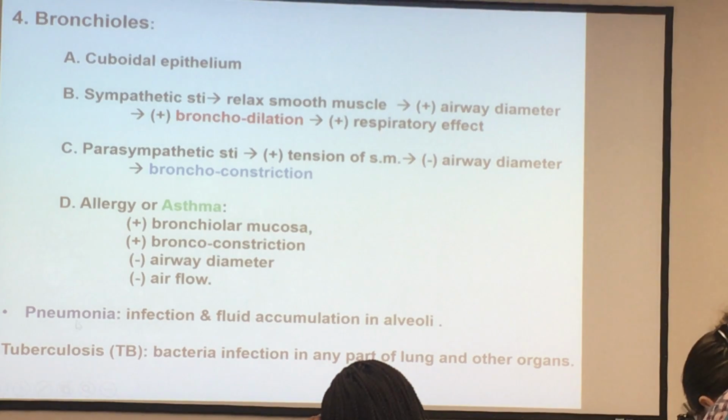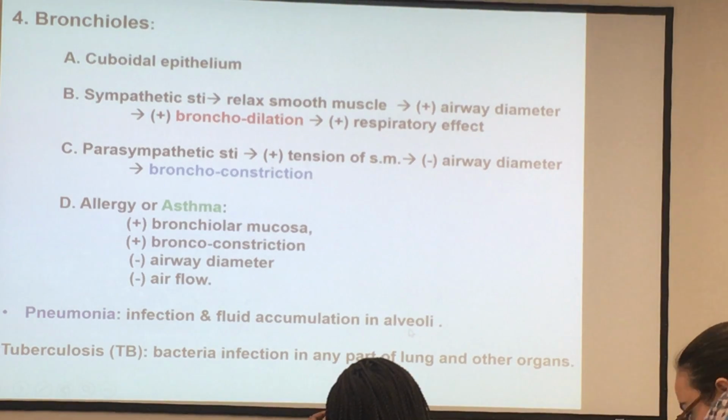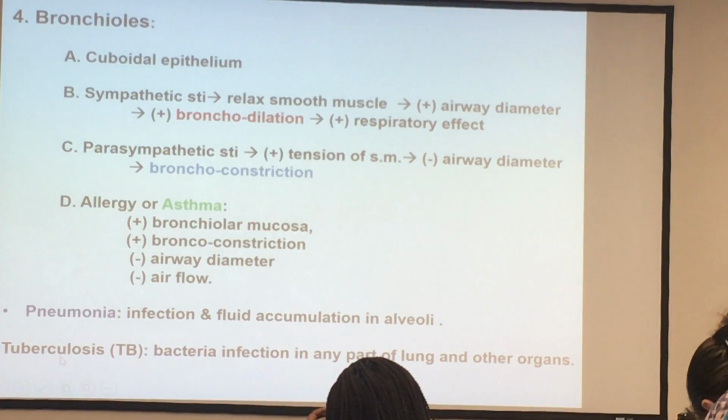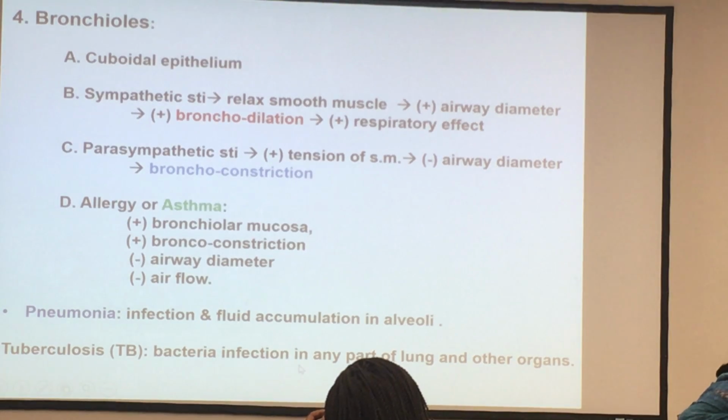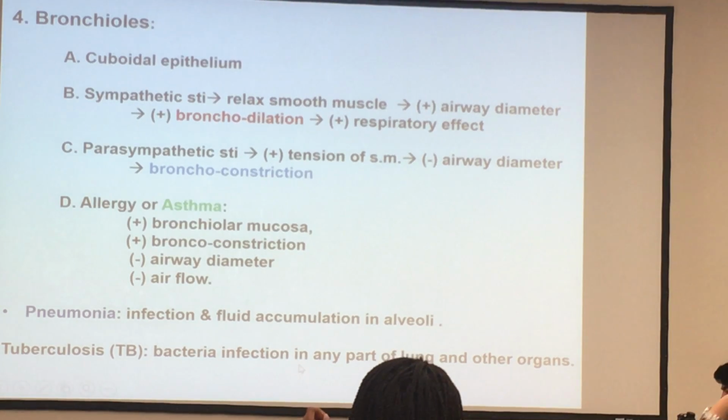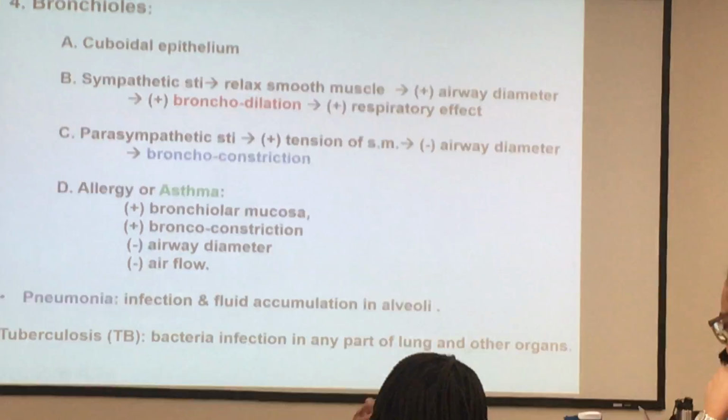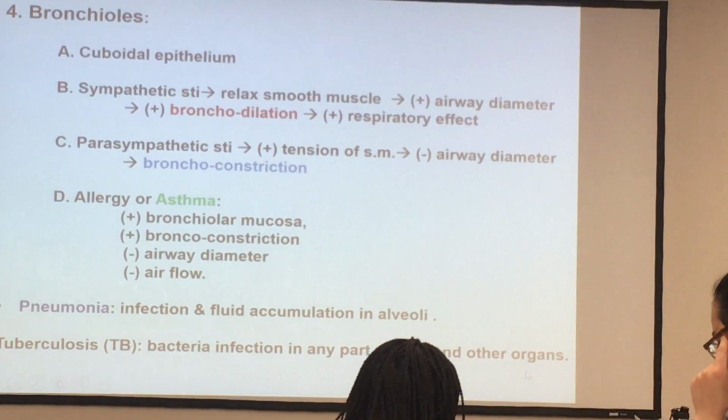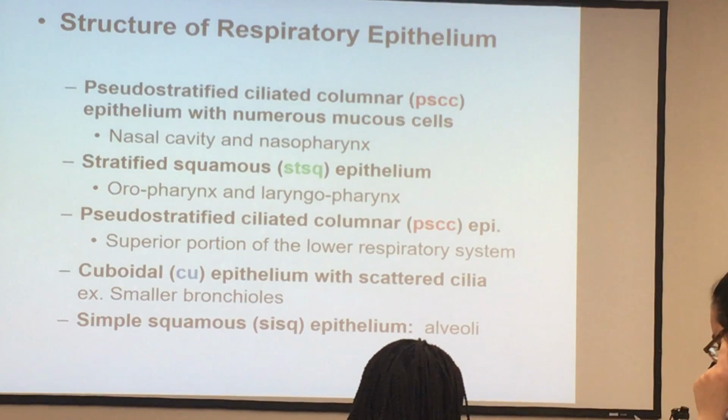They are different. Pneumonia is an infection, the fluid accumulates in the terminal alveoli. It's not in the pathway, it's in the terminal. It's not in the bronchioles. Okay. Tuberculosis, TB, is a bacterial infection, and it's not only found in the lung. It can also be in any part of our body organs. Okay. I'll go into more detail on that.